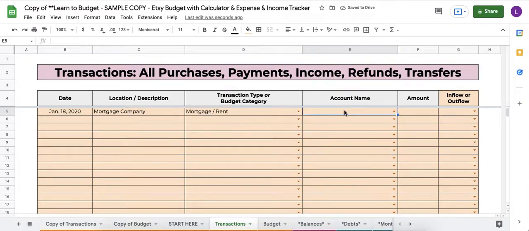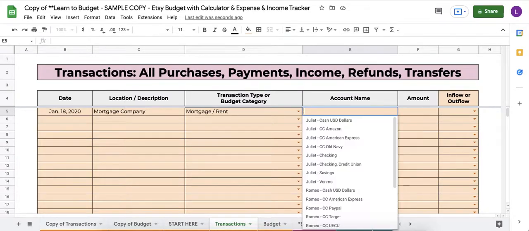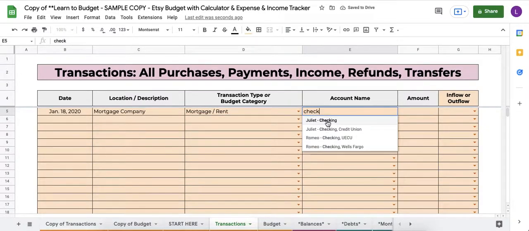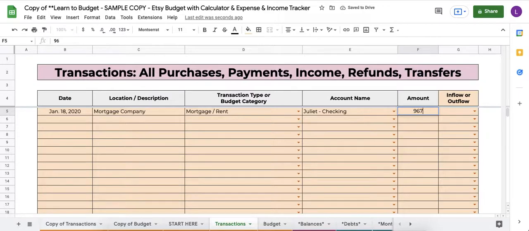The account I used to pay was my checking account. The amount I paid was, I believe, $967.08. Whoops, I typed that in the wrong place. Let's try that again. Okay, so I paid $967.08, and then this is going to be outflow. Outflow is another word for money moving out, or a purchase, or a payment. So I'm just going to type in outflow, select that.